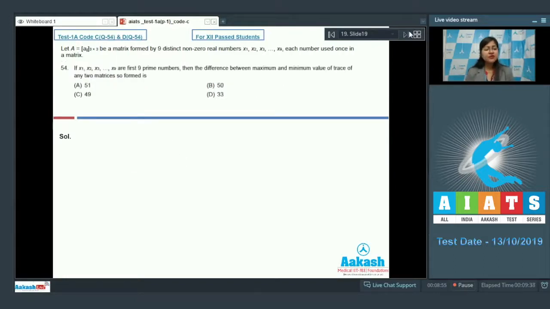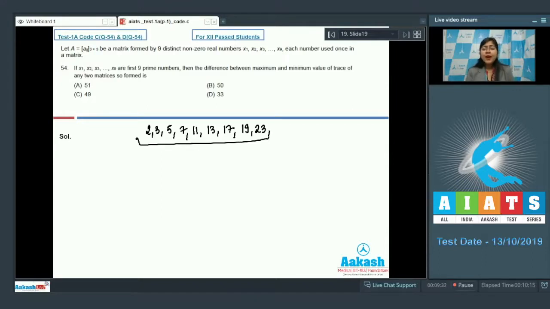Next, question 54 says that if x1, x2, x3 up to x9 are the first 9 prime numbers, then we have to find the difference between maximum and minimum value of the trace. So let's firstly write down the first 9 prime numbers, and those will be 2, 3, 5, 7, 11, 13, 17, 19 and 23, right? So these are the 9 prime numbers.